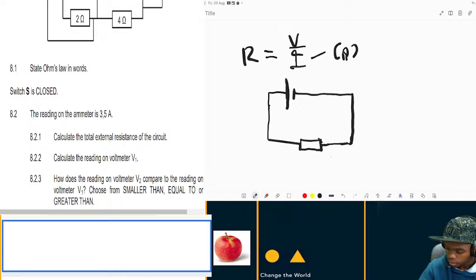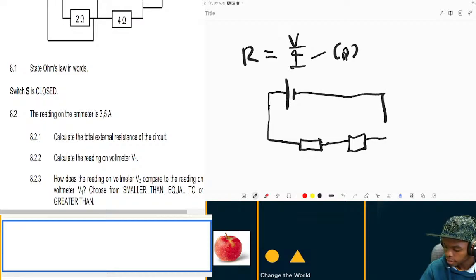But if I decide to add another resistor, let's say we had 3 ohms and we have 2 ohms. If I decide to add another resistor like this and they ask me for the total resistance in the circuit, the total resistance in the circuit is no longer 3 ohms, but we have 2 resistors in the circuit.